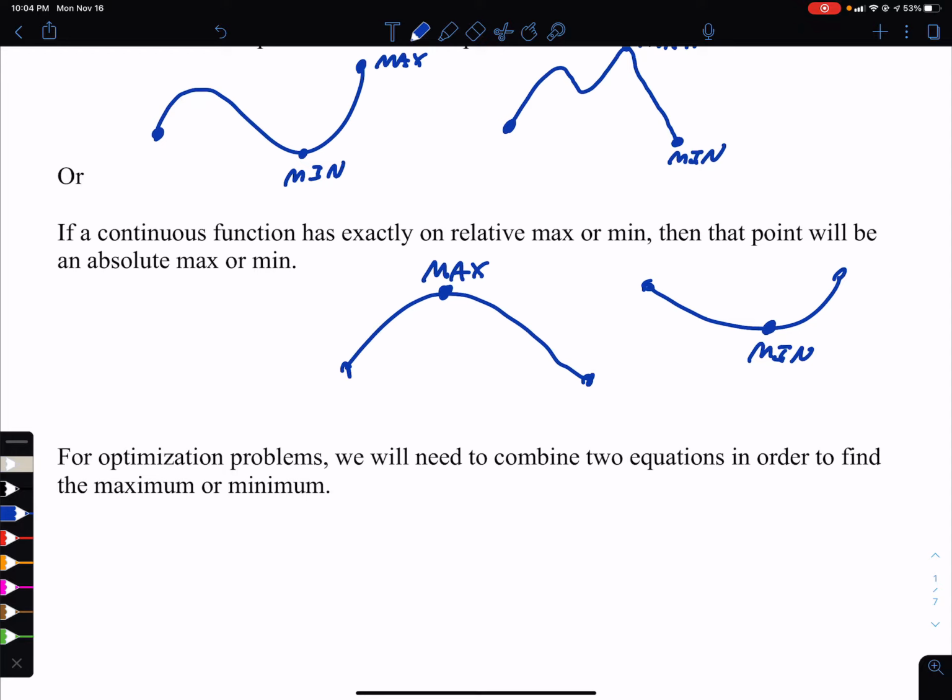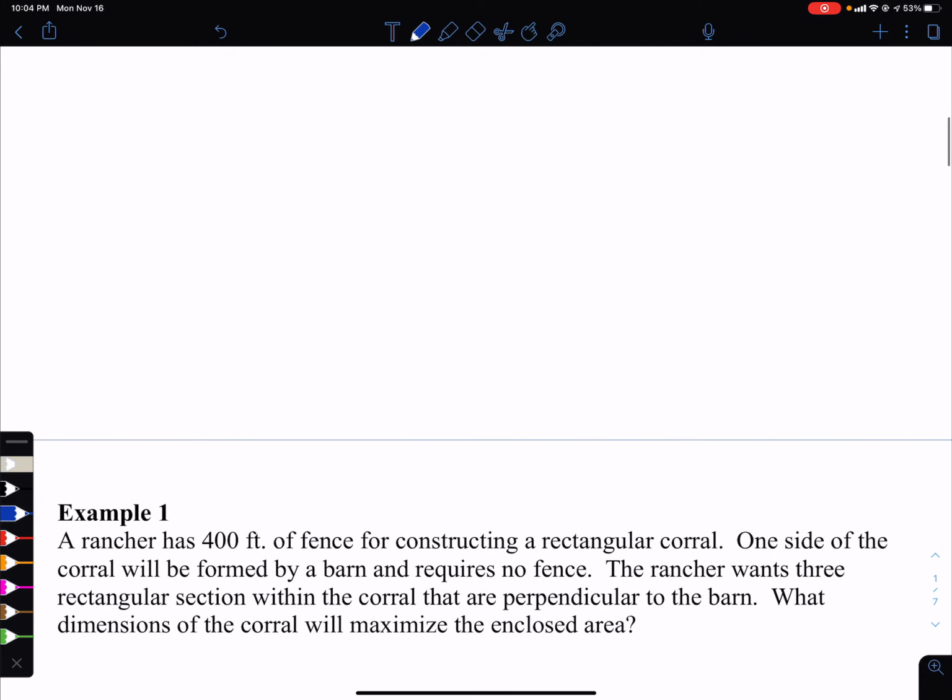Now, the common thing for optimization problems is you're going to have two equations, and you're going to have to combine the two in order to maximize or minimize what you're trying to do. So we'll just do a bunch of examples.